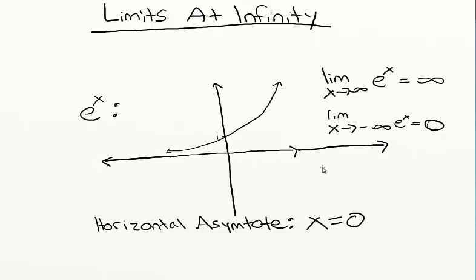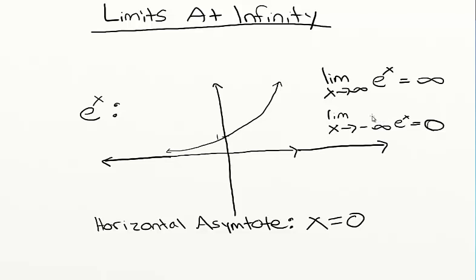which is the x-axis. So we would not have a horizontal asymptote on the other side, because as x approaches infinity, well, e to the x grows without bound. So there's only one horizontal asymptote for e to the x. And this also means a function can have at most two horizontal asymptotes. One when we take the limit as x approaches infinity, and one when we take the limit as x approaches negative infinity. So that's the concept of a limit at infinity.